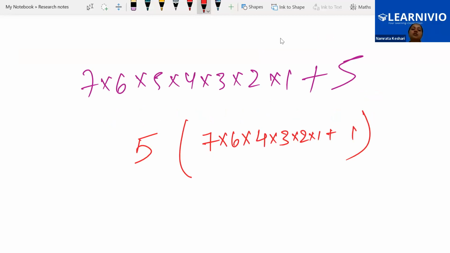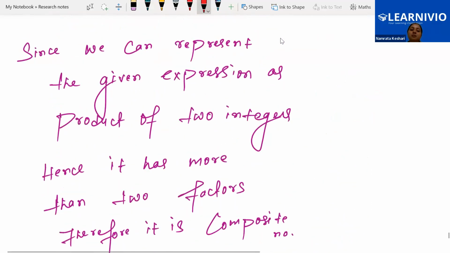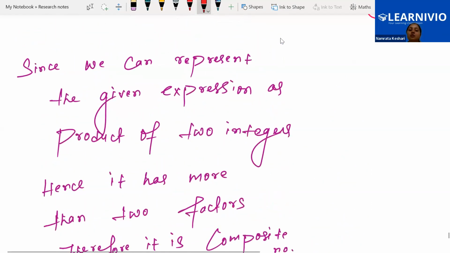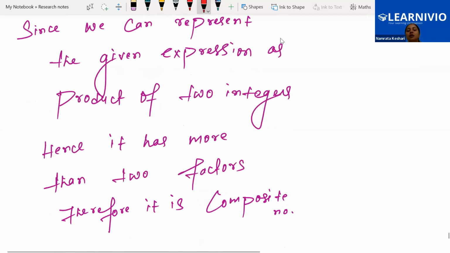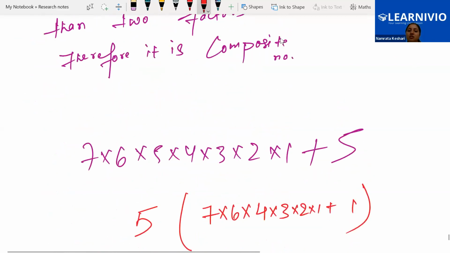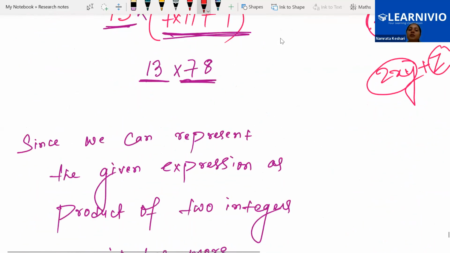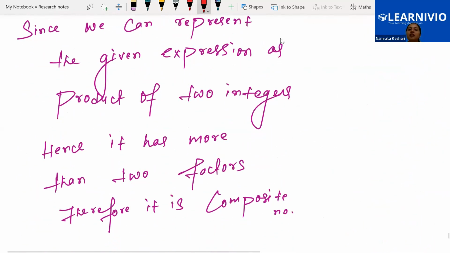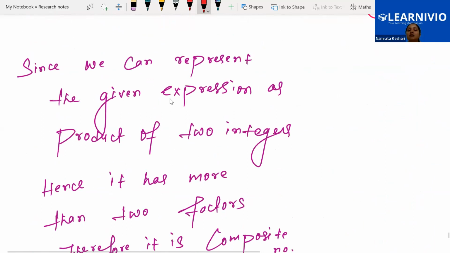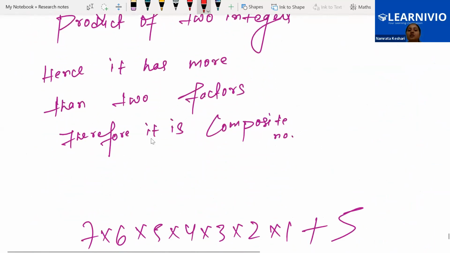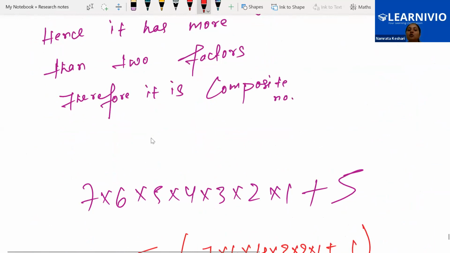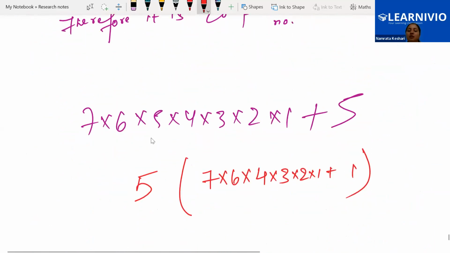The statement which we have written previously, the same statement we need to write for the other expression also. Since these two are both given in the same question, we will write the statement once only. For both the expressions, we can represent them as a product of two integers. Hence, they have more than two factors. Therefore, they are composite numbers. Clear? Is it clear to everyone?